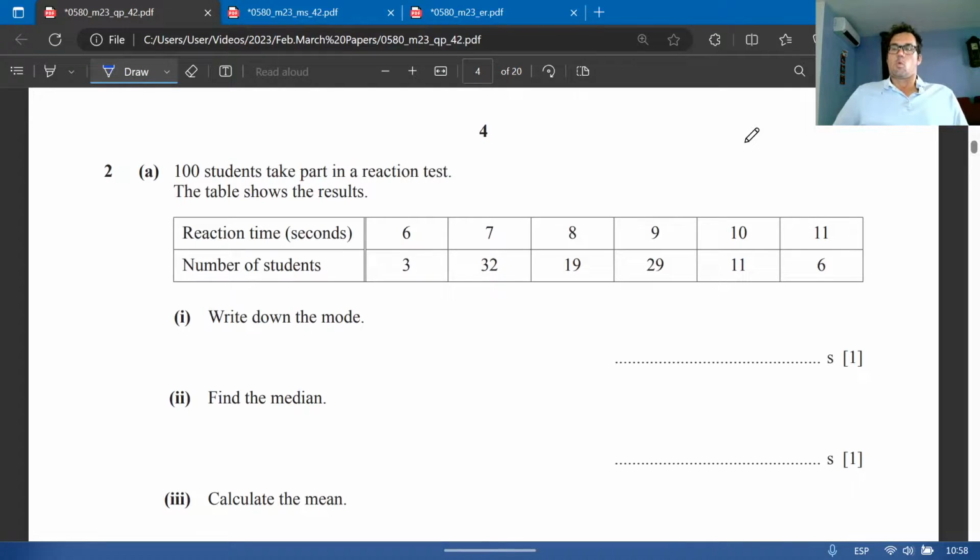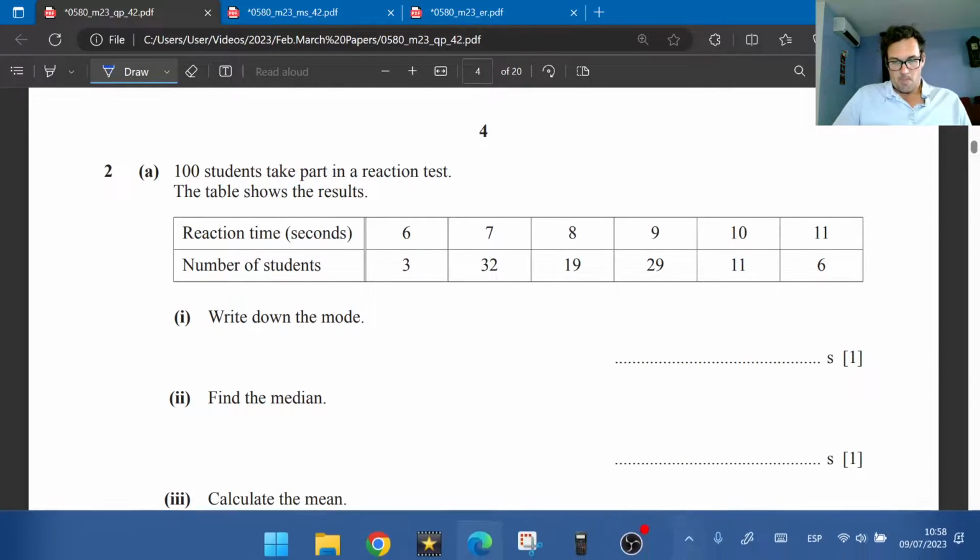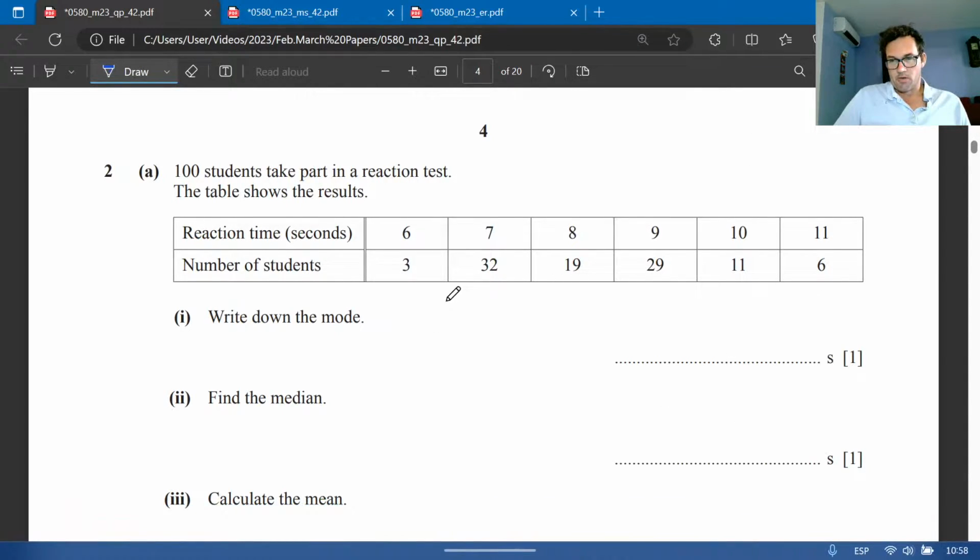Right. Question 2a. 100 students take part in a reaction test. It's like when they drop their ruler and you catch it, something like that. Write down the mode. Okay, so this is the most. What is the reaction time of most of the students?